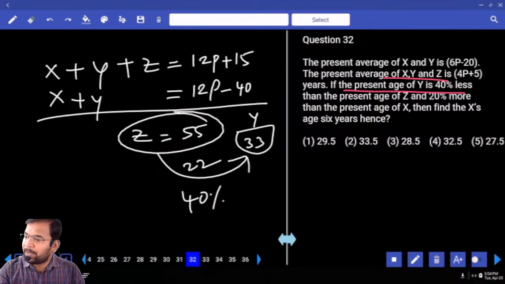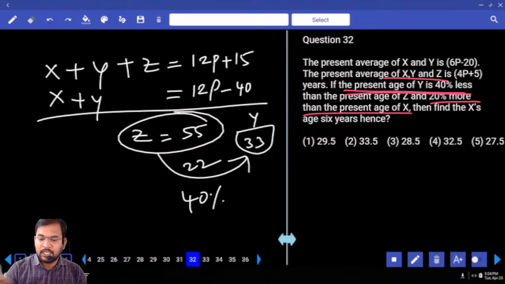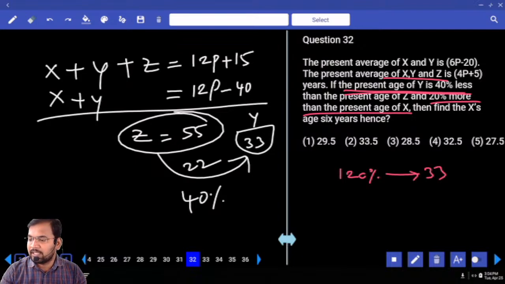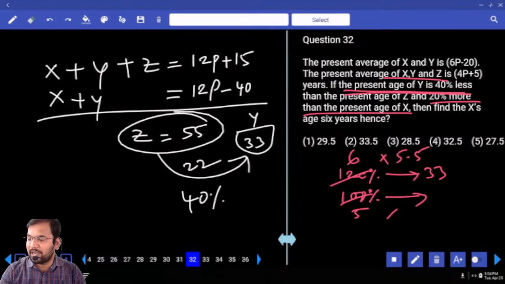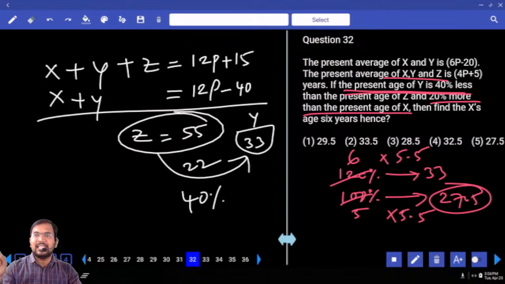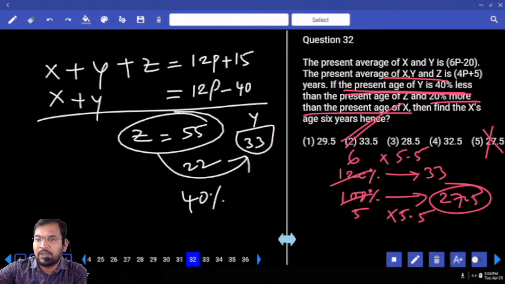Next, the present age of y is 20% more than x. 20% more is nothing but 120%. 120% is nothing but 33. Then how much is 100%? 6 fives are 30, 5 sixes are 30, so 5 into 5.5, that is 27.5. 27.5 is the age of x now. Yet the present age of x is 27.5, but they are not asking the present. They are asking 6 years hence. 6 years hence is nothing but 33.5. So don't keep this 27.5, it is the present age of x. Are you clear?